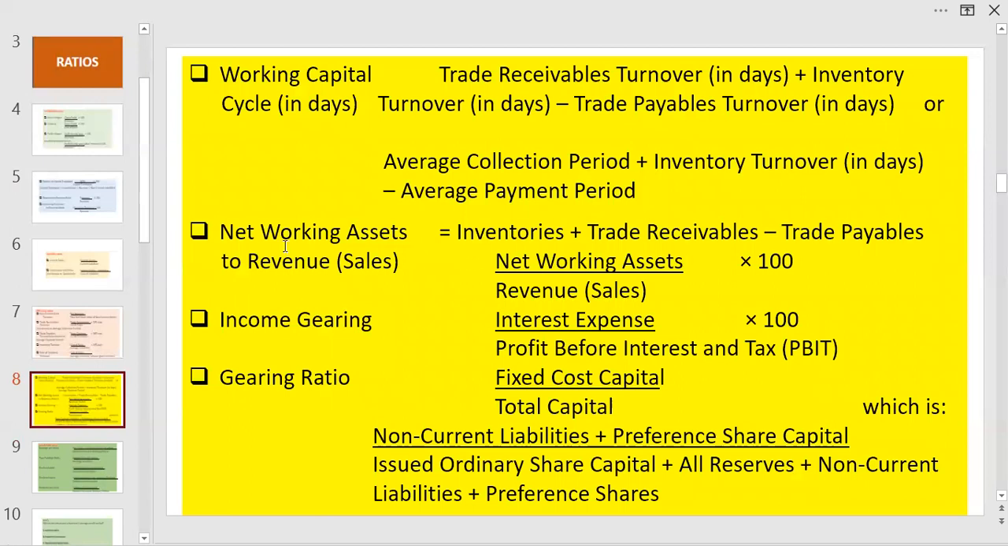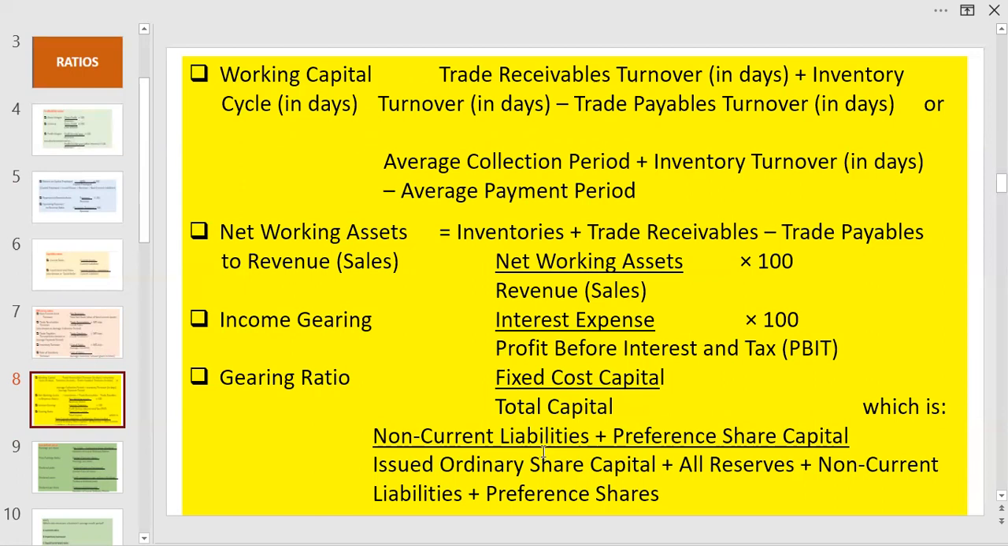Next, working assets to revenue. Net working assets to revenue. Inventory plus trade receivable minus trade payable divided by turnover into a percentage. Income gearing ratio is interest expenses divided by profit before paying interest into a percentage. Gearing ratio is fixed cost capital divided by total capital, that is fixed cost capital plus open cost capital.